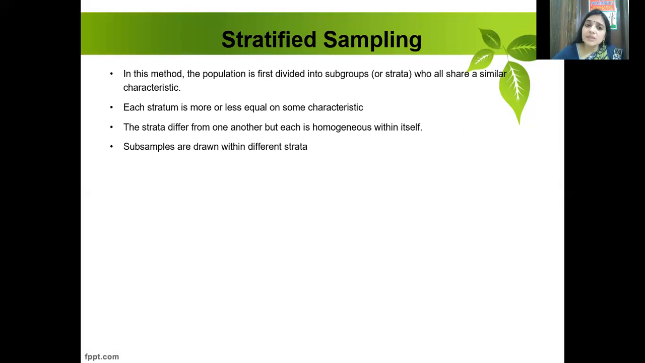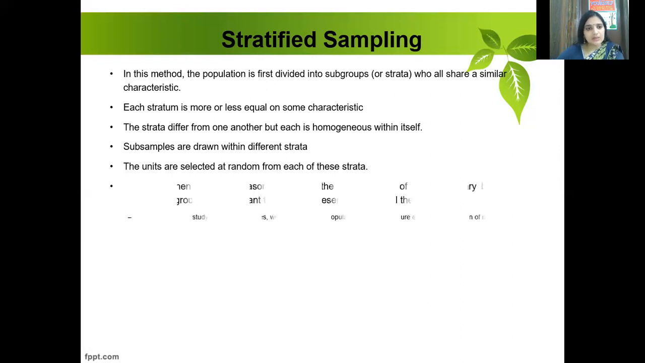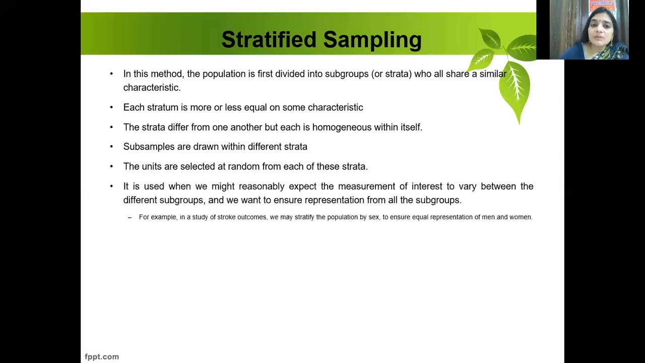Subsamples are drawn within different strata. Now you can choose people from each strata equally, so as to get equal age distribution throughout the sample. The units are selected at random from each of these strata after deciding the strata. It is used when we might reasonably expect the measurement of interest to vary between the different subgroups, and we want to ensure representation from all the subgroups.